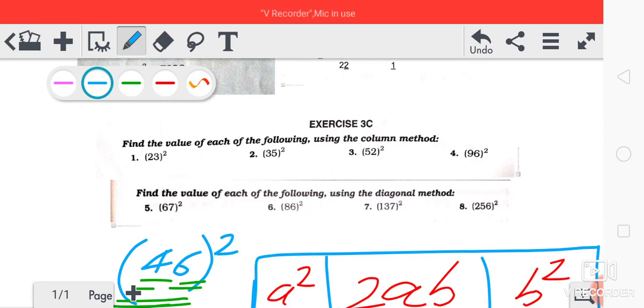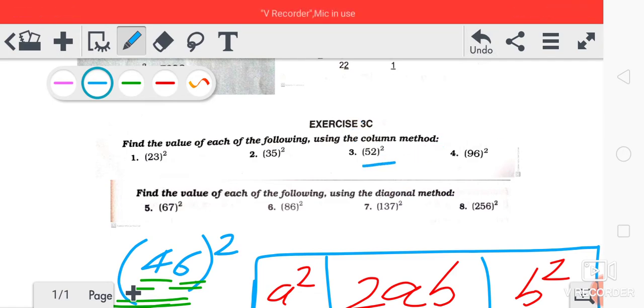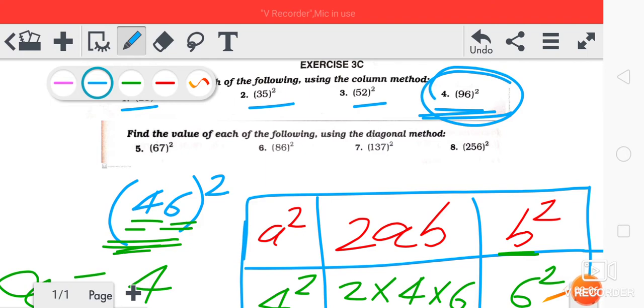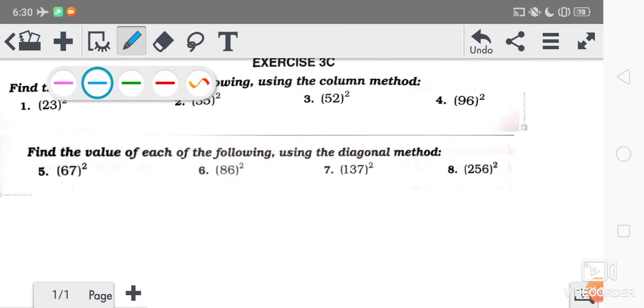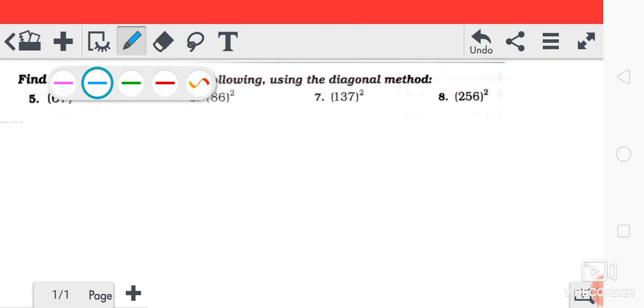Look here. The question is given: find each of the following using the column method. Column method we have to find. So I am doing the last one. You can see here among 52, 35, 23, 96, 96 is the largest number. So this last number I am doing for you. Okay, the rest you can do on your own. So 96 square, this question I am doing for you.